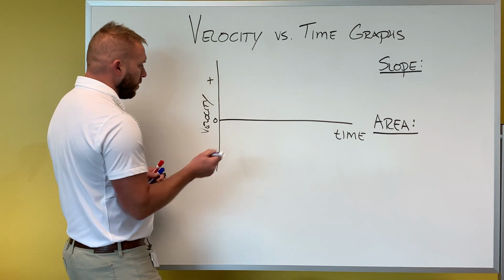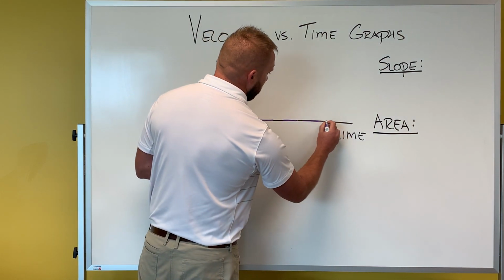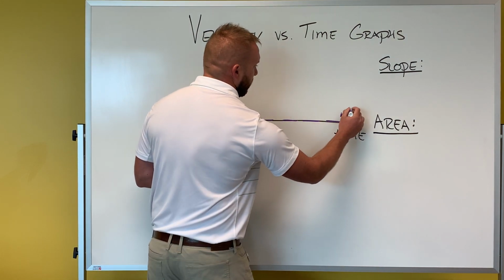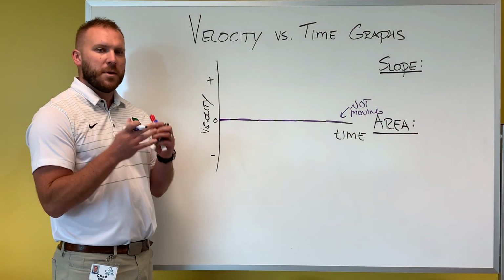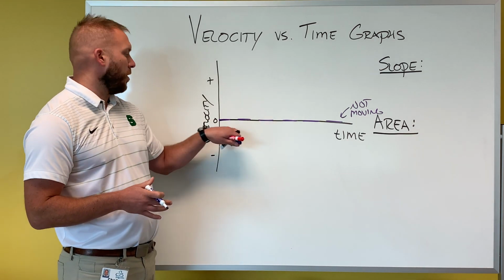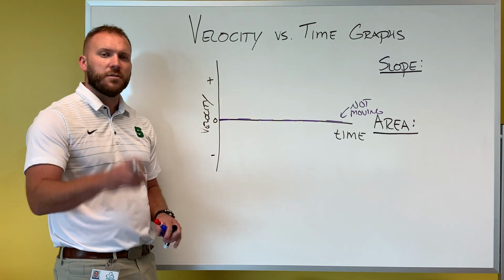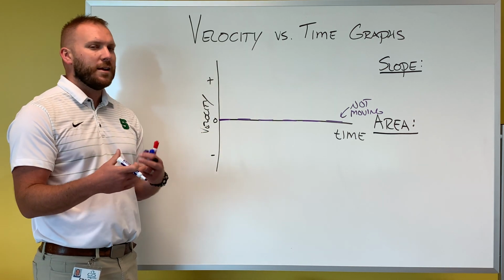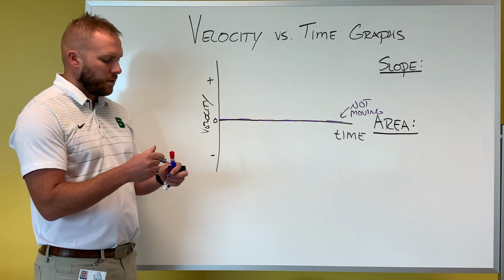And if something were to be traveling at zero velocity, so something that's not moving, it would be graphed on the x-axis. All right, so the biggest thing that we have to understand, if it was graphed on the x-axis, that gives it a velocity of 0. That means it's not moving. Anytime that it is moving, then it's going to either be above or below the x-axis.